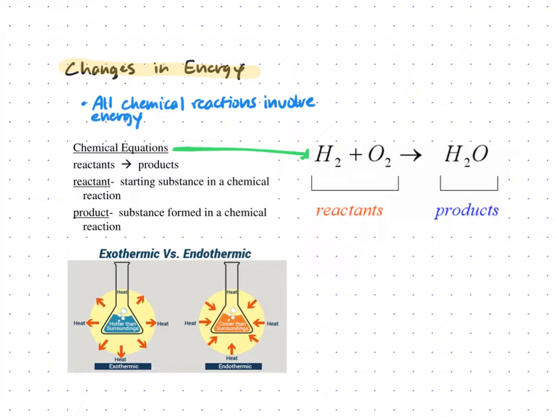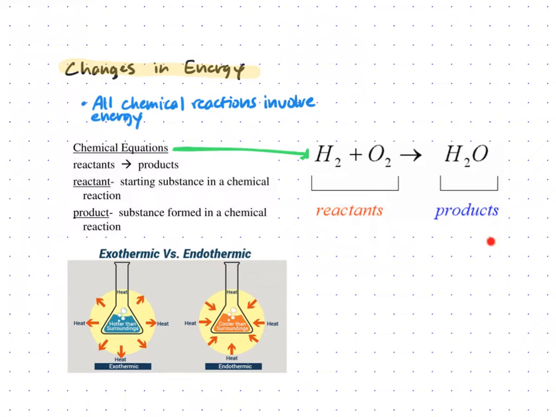So chemical reactions involve changes in energy. And all chemical reactions involve energy. And so when we look at chemical reactions, we have two parts. We have the reactants, and then we have the products. So the reactants are what we start with before the chemical reaction, and the product is the substance that's formed as a result of the chemical reaction.